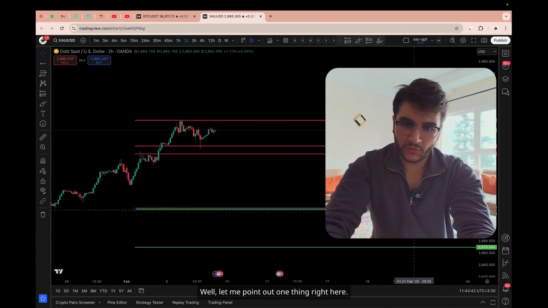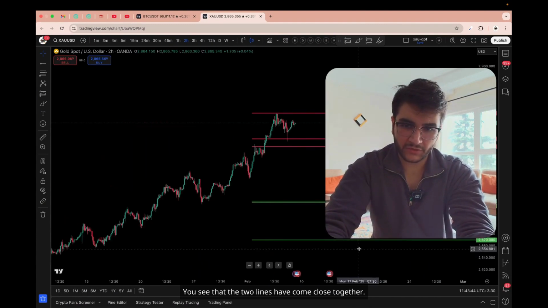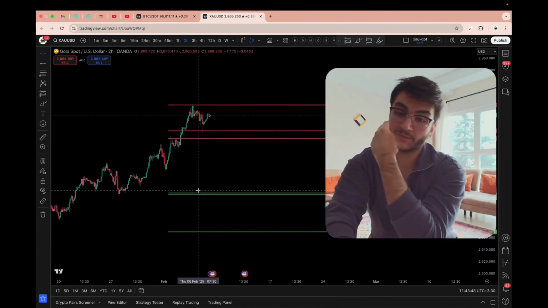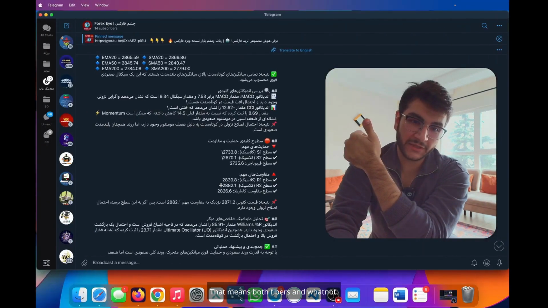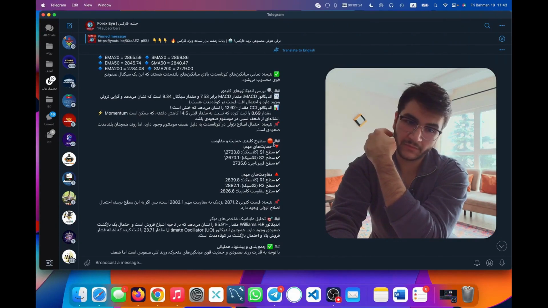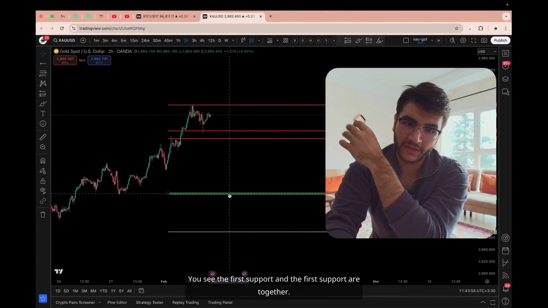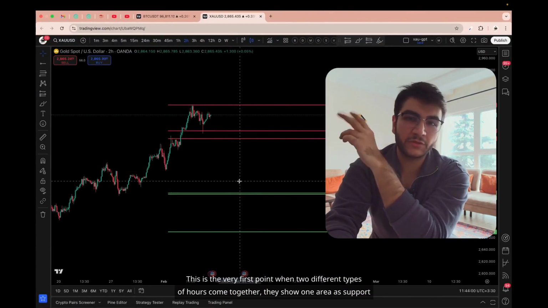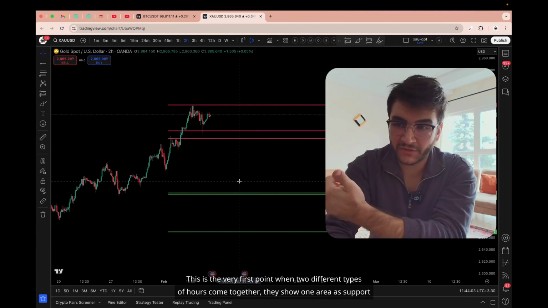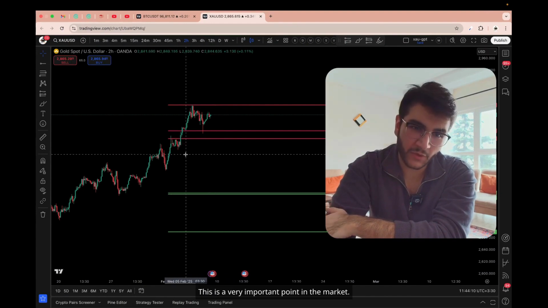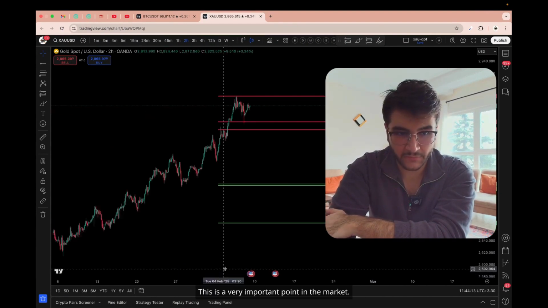Let me point out one thing. Right here, you see that the two lines have come close together. That means both the Fibonacci and classic levels. You see the first support and the first support are together. This is the very first point. When two different types of levels come together, they show one area as support or resistance. This is a very important point in the market.